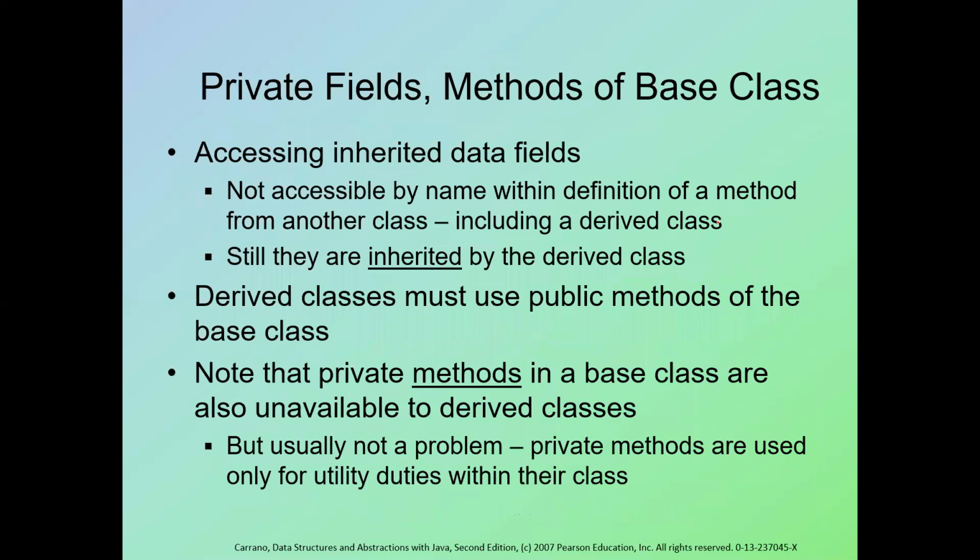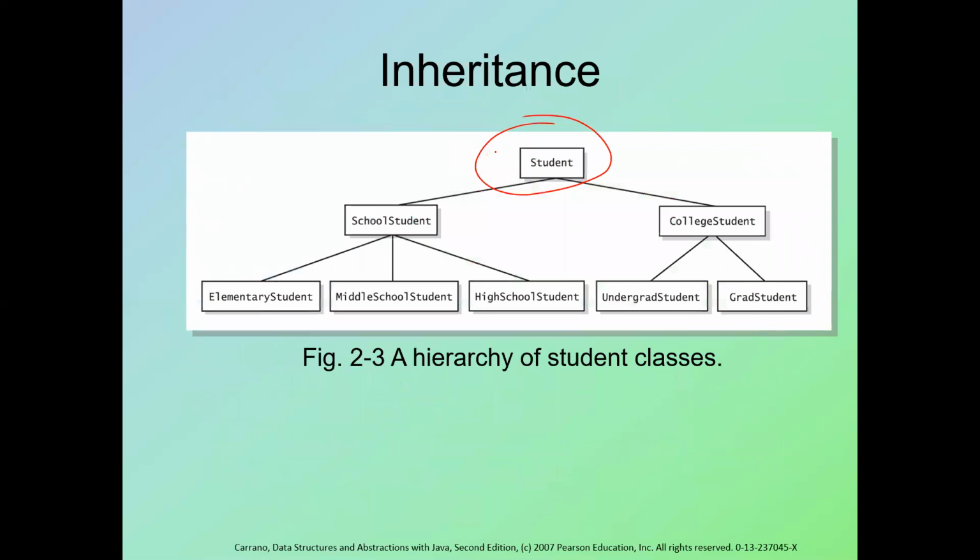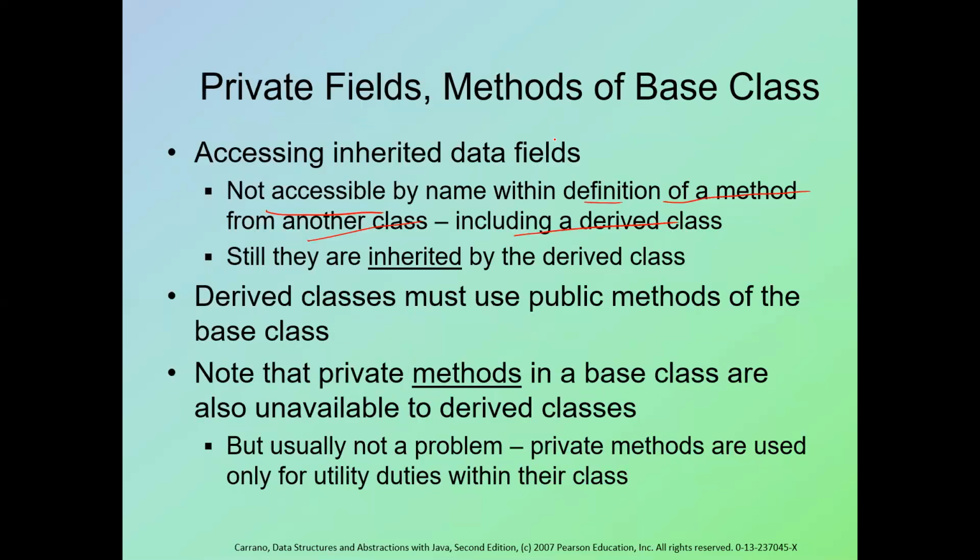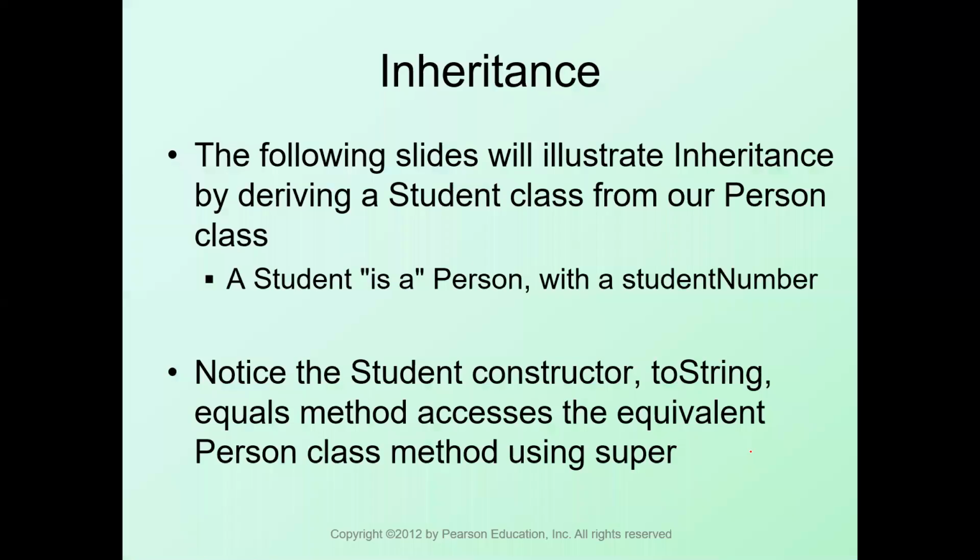To access the inherited fields, in general, you don't get access to them within the definition of a method from another class, even if it's a derived class. But they are inherited, and so they're actually internal to any inherited object. So when you make a school student, if there's any variables like a name that's defined in the student class, a school student has a name as well, because it's inheriting that name field from the student parent of itself, right? But you can't refer to it directly with the regular access given, because private members in a base class are also unavailable to the derived classes. But usually that's not a problem, because there may also be methods that can work with those.